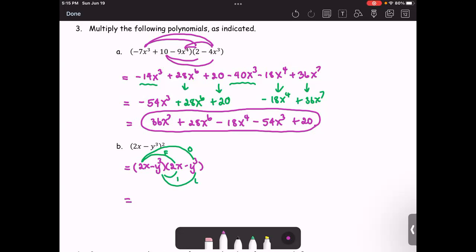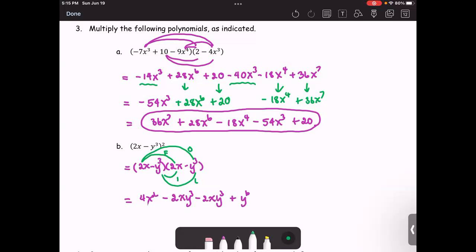For first times first, 2x times 2x becomes 4x to the 2nd. For the outer terms, 2x times negative y to the 3rd is negative 2 times x times y to the 3rd, similar to the inner terms. So negative y to the 3rd times 2x is negative 2 times x times y to the 3rd. I write it in the same order as the other terms, so x first and then y later. And then last times last, negative y to the 3rd times negative y to the 3rd. Two negative signs multiplied become positive. Y to the 3rd times y to the 3rd becomes y to the 6th because we add the powers together.